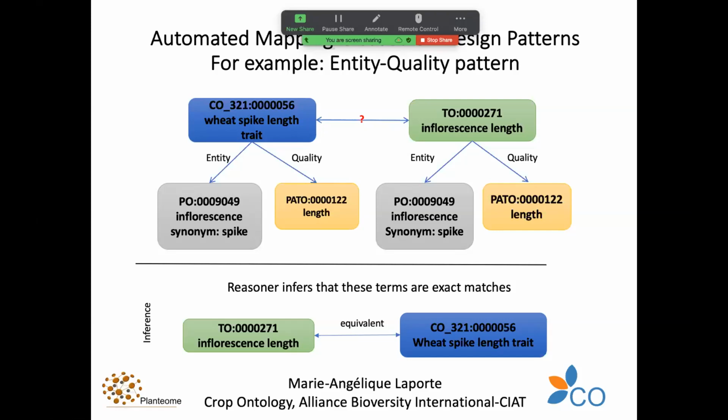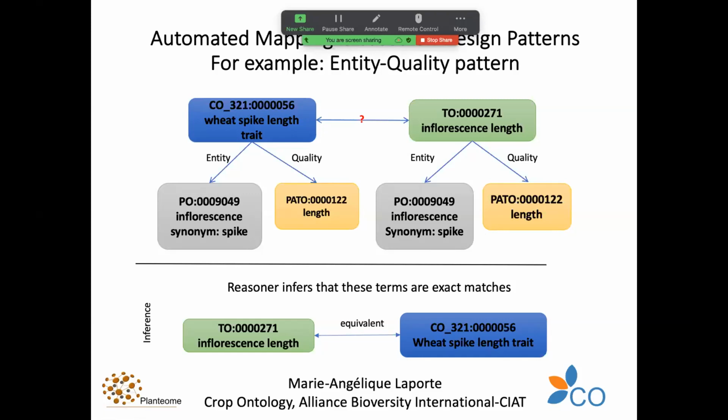This slide shows an example of a mapping between two terms, one from the wheat CO, and one from the TO, where on first glance, especially if you're a computer, you wouldn't realize that the wheat spike is an inflorescence and that the wheat spike length is the same as an inflorescence length, a more specific category of it. But the reasoner can use the design patterns. Within the CO term, the design pattern is the PO term for inflorescence spike, and then the PATO term for length, and the reasoner can identify that these are the same and map these.